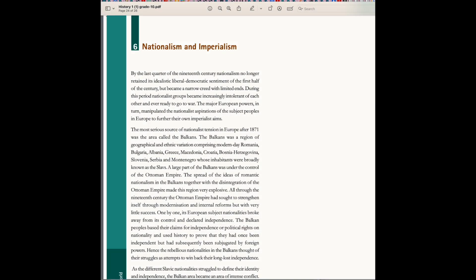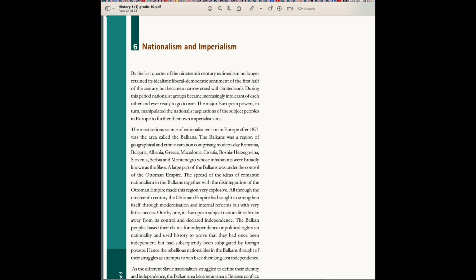6. Nationalism and Imperialism. By the last quarter of the 19th century, nationalism no longer retained its idealistic liberal democratic sentiment of the first half of the century, but became a narrow creed with limited ends. During this period, nationalist groups became increasingly intolerant of each other and ever ready to go to war. The major European powers, in turn, manipulated the nationalist aspirations of the subject peoples in Europe to further their own imperialist aims.